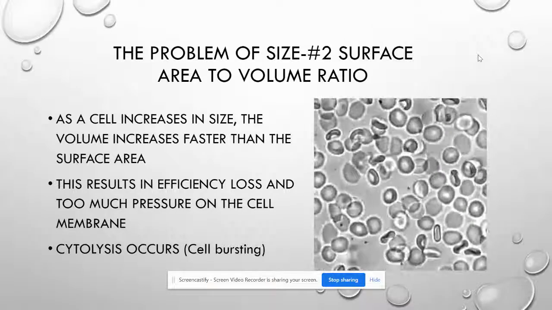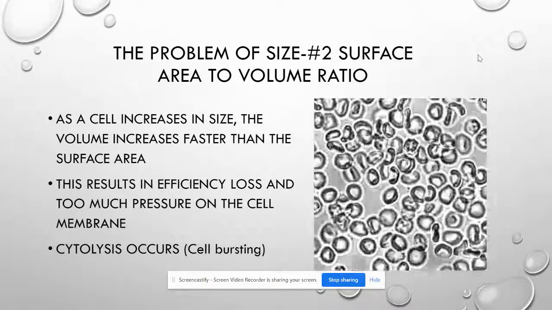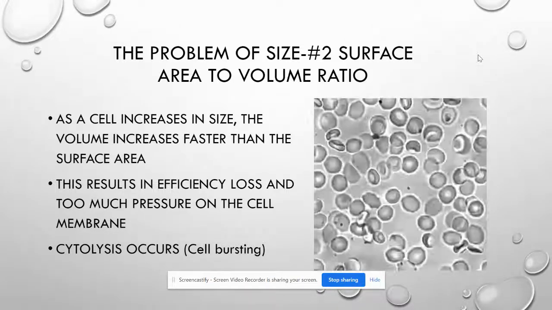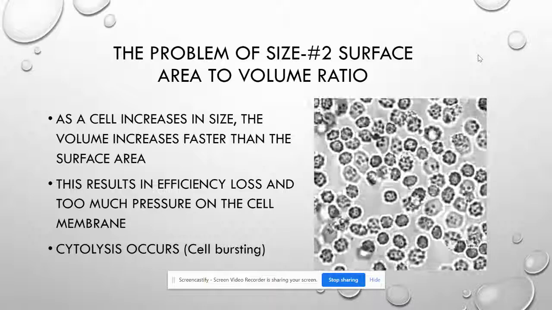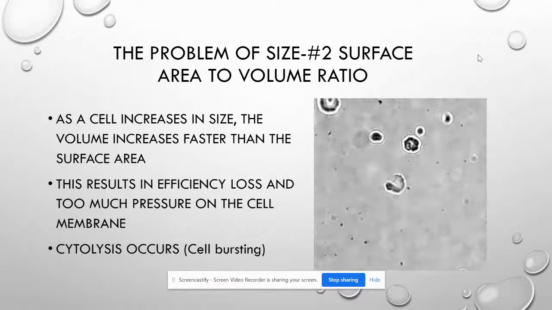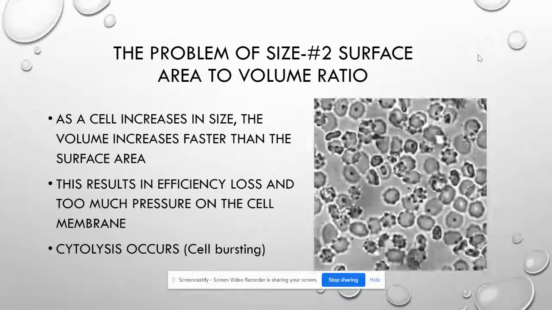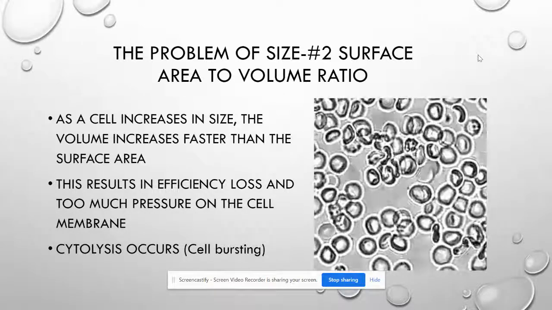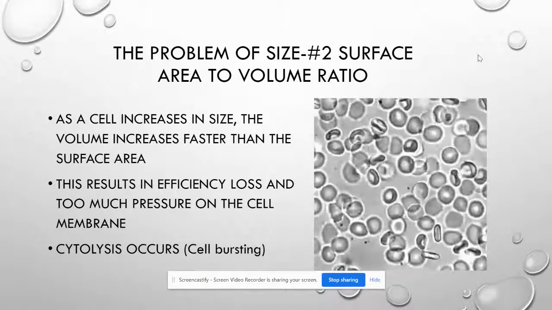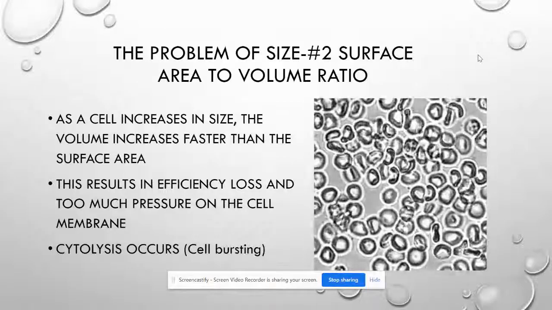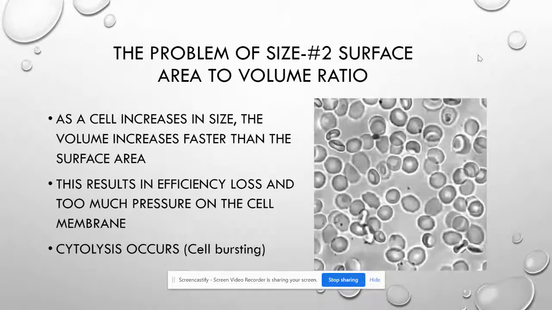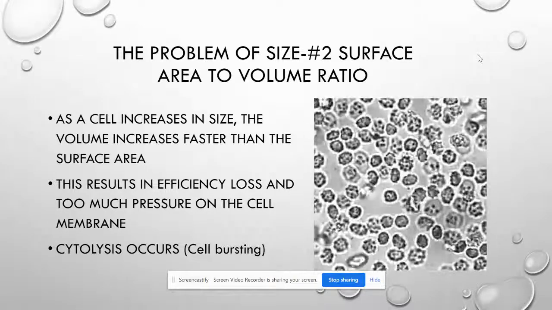And that brings us to problem number two. It's basically an extension of that efficiency concept, surface area to volume ratio. So as a cell increases in size, the volume, or the inside, the cytoplasm, increases much faster than the surface area, or the membrane. So remember, everything is transported in and out of the cell through the cell membrane. So if the inside increases faster than the membrane can increase, then that results in efficiency loss.